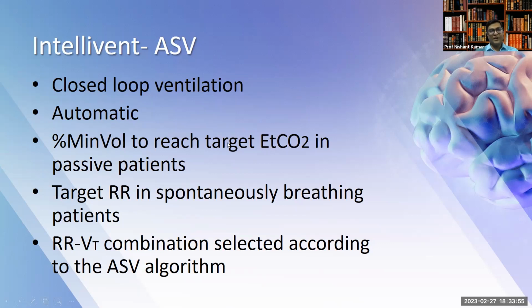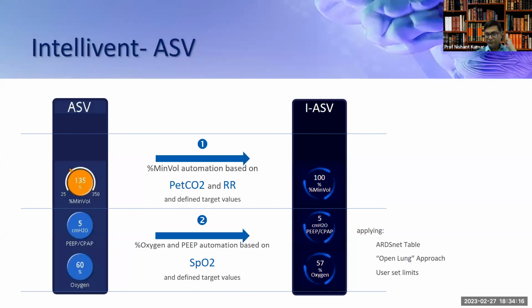So again, as I said, it targets percentage minute volume in passive patients, that is those who are not having any respiratory efforts, or it targets respiratory rate in spontaneously breathing patients. And as earlier, it selects the RR-VT combination according to the ASV algorithm. So what it does is, in ASV, we have to set the minute ventilation. In this IntelliVent ASV, based on the CO2 and the respiratory rate and defined target values, the percentage minute volume will be altered by the ventilator itself.